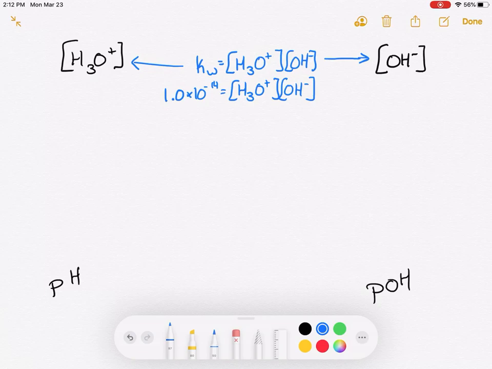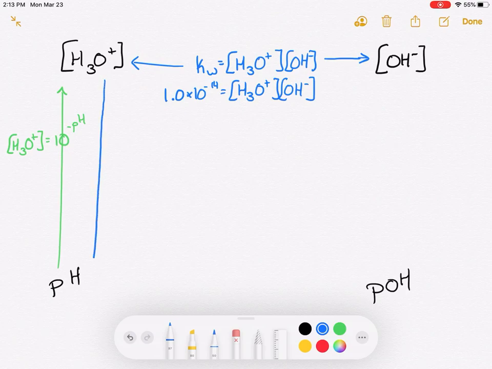If instead I want to find the concentration of something and I'm given a pH, so I'm going from pH up to the concentration of our H3O plus, I can take the concentration of H3O plus, remember, equals 10 raised to the negative pH. If instead I'm going from H3O plus down to pH, well, we have the equation pH equals the negative log of the concentration of H3O plus.